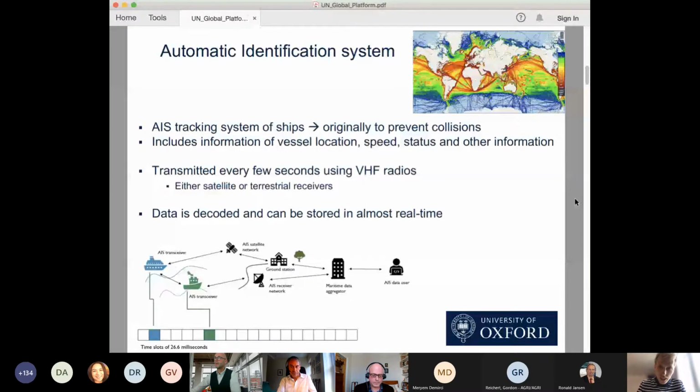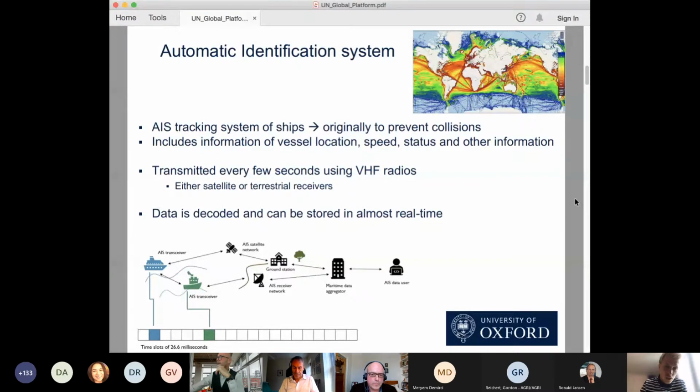So to start with, I think many of you have seen these kinds of beautiful figures of the world with density maps of where vessels are going. In fact, these maps are usually derived using the automatic identification system, or AIS data, which is, in short, a tracking system of global maritime ships, which was originally introduced by the IMO to prevent collisions at sea and in port areas, but very soon became useful for all kinds of other purposes. Why is this the case? Because it includes the information of the vessel location, its speed, its status, and all kinds of other static information on vessels, such as what type of vessel it is.